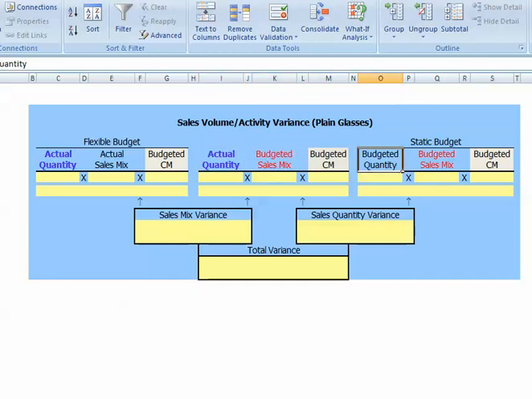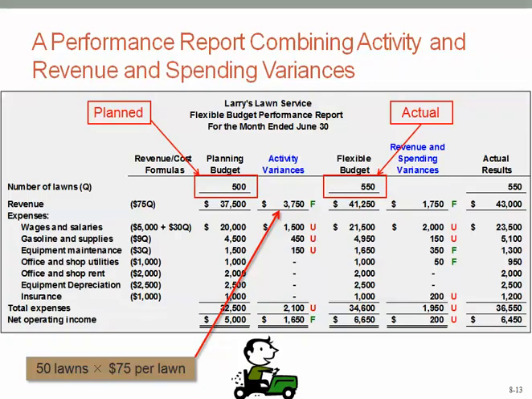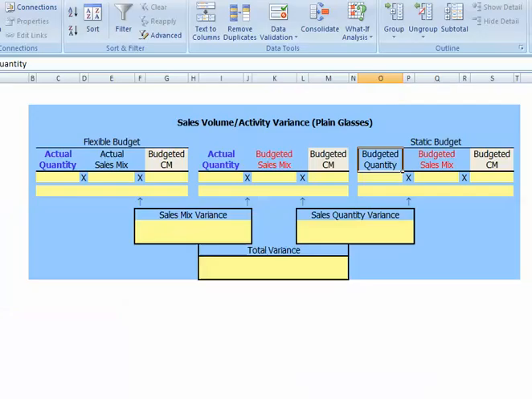So again, we're going to evaluate why there was a difference between our planning budget and our flexible budget. We're going to evaluate this $3,750 activity variance, and we plan to break it down into two components. Part of the difference in revenues can be due to a change in sales mix. Part of it can be due to a change in the overall total quantity of units that we sell.